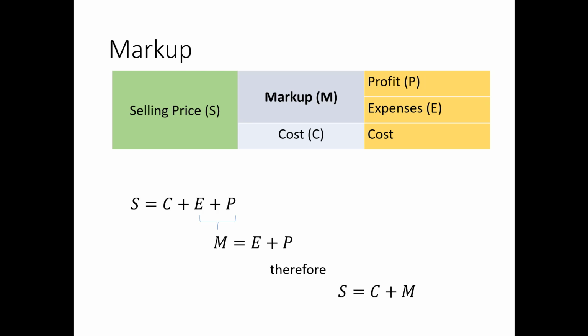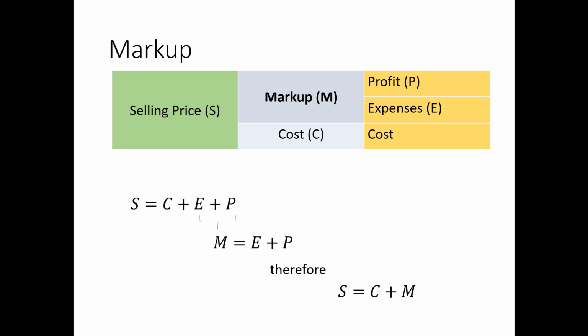Now, direct costs are off on their own. The other two compose the markup. Typically when we think of markup, we think of that amount we add to our direct costs to cover those things that aren't necessarily directly associated with that particular product. So markup now becomes E plus P. And when we substitute M equals E plus P into the original formula, selling price could also mean costs plus just the markup.